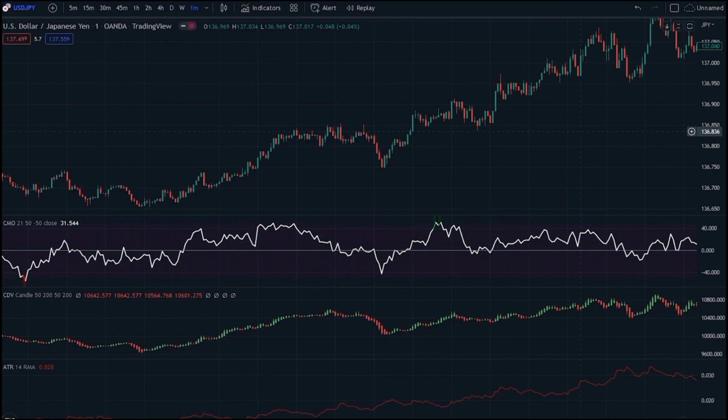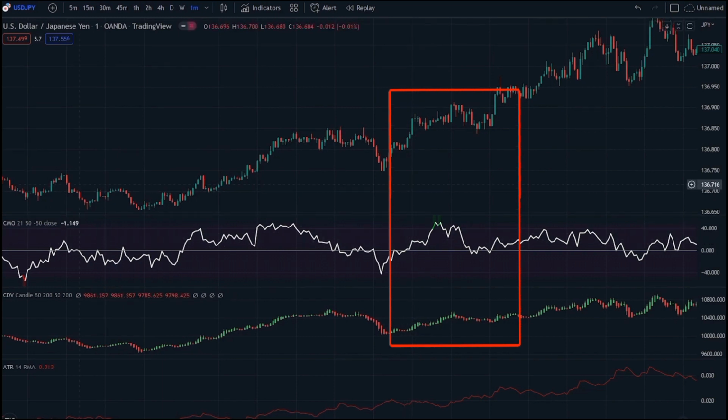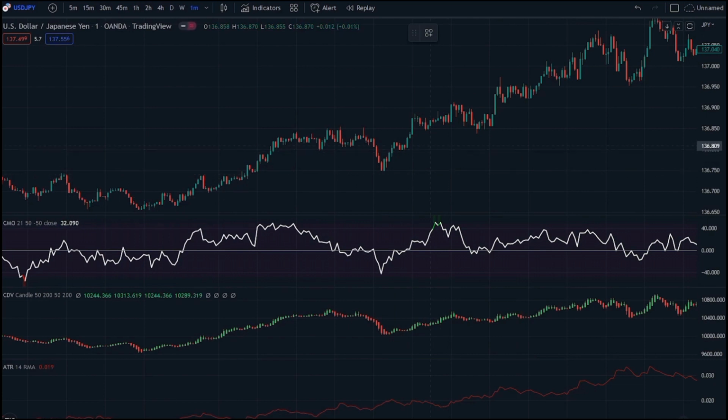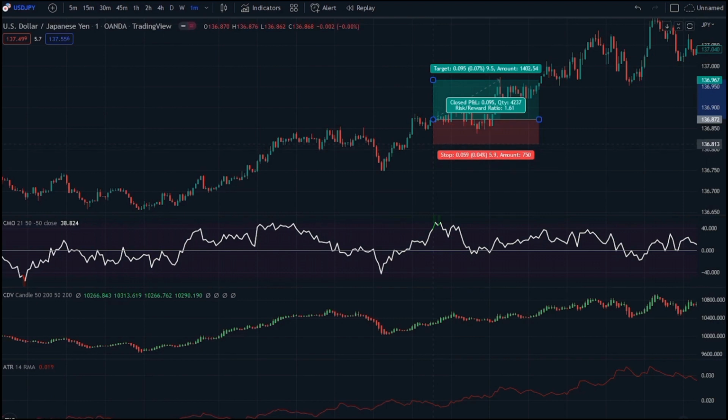Okay, so for a long position to be valid, we need to have a new bullish or green candlestick from the Delta Volume indicator, and the chain oscillator has to be above the 0 line. Once we have these 2 conditions met, then we are going to go ahead and place a buy order at the close of the triggered candlestick. Our stop loss will be set at 2 times the value of the ATR. Now for the take profit, we are going to be targeting 1.5 times the risk.